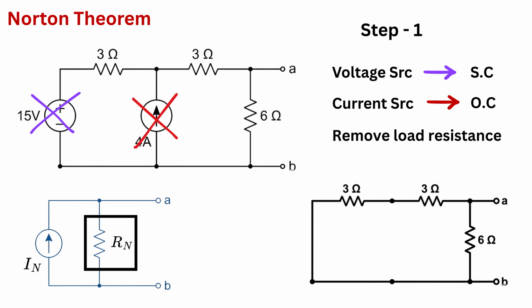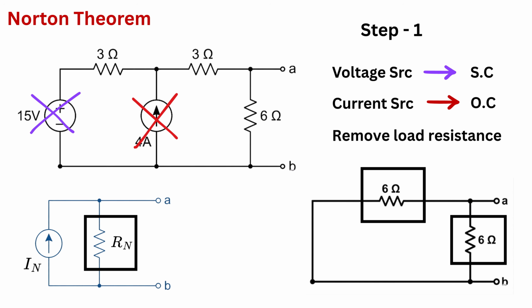Let us look at what remains. The two resistors of 3 ohm and 3 ohm are now in series, and thus they combine into 6 ohm. Then this combined 6 ohm resistor is connected between the same two nodes A and B as the existing 6 ohm resistor on the right. This means now we have two 6 ohm resistors connected in parallel.